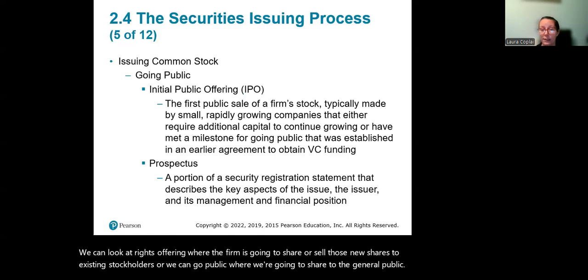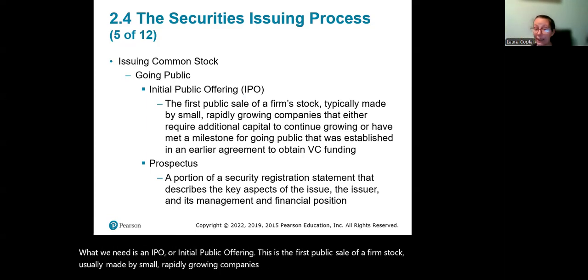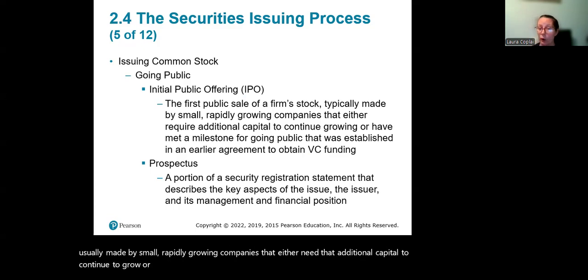What we need is an IPO, or initial public offering. This is the first public sale of a firm's stock, usually made by small, rapidly growing companies that either need that additional capital to continue to grow or have met a milestone for going public that was established in an earlier agreement. We can look at the prospectus.